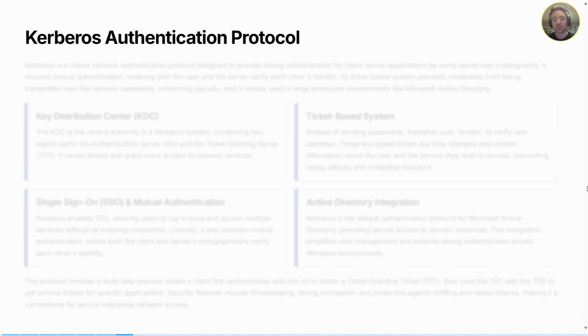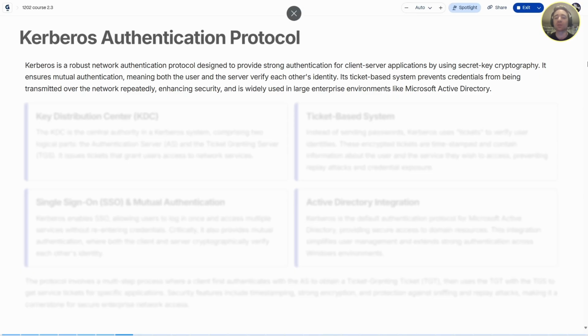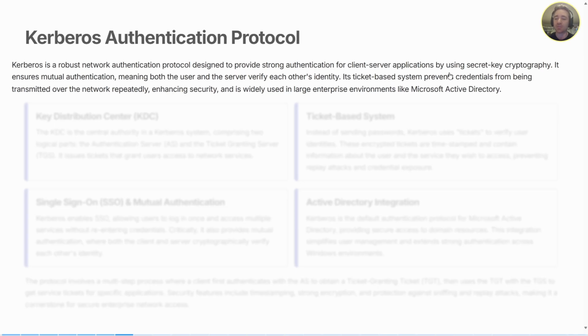We're going to move on to the next one, which is Kerberos. So Kerberos Authentication Protocol is also used for AAA, and it is designed to provide strong authentication for client-server applications by using secret key cryptography. It ensures mutual authentication. For Kerberos, that's a big thing. Mutual authentication. What does that mean? Kerberos does mutual authentication, which means both the user and the server verify each other's identity. Its ticket-based system prevents credentials from being transmitted over the network repeatedly, which enhances security and is widely used in large enterprise environments such as Microsoft Active Directory.